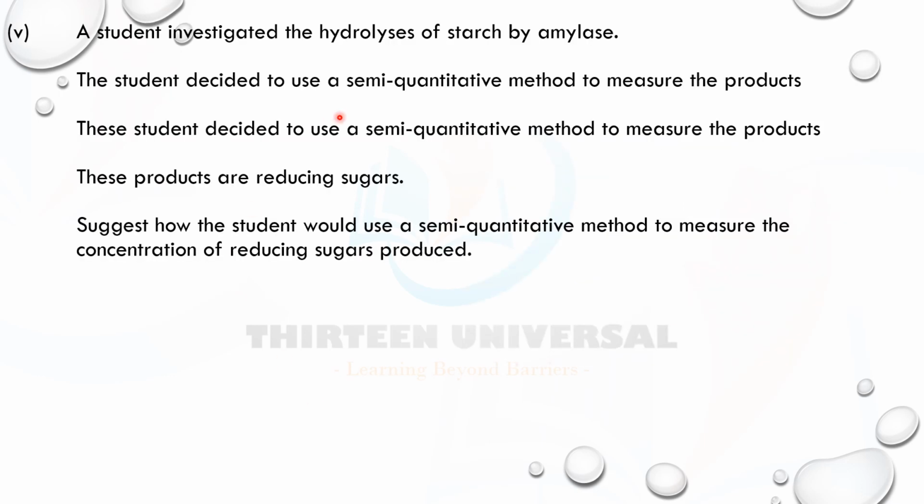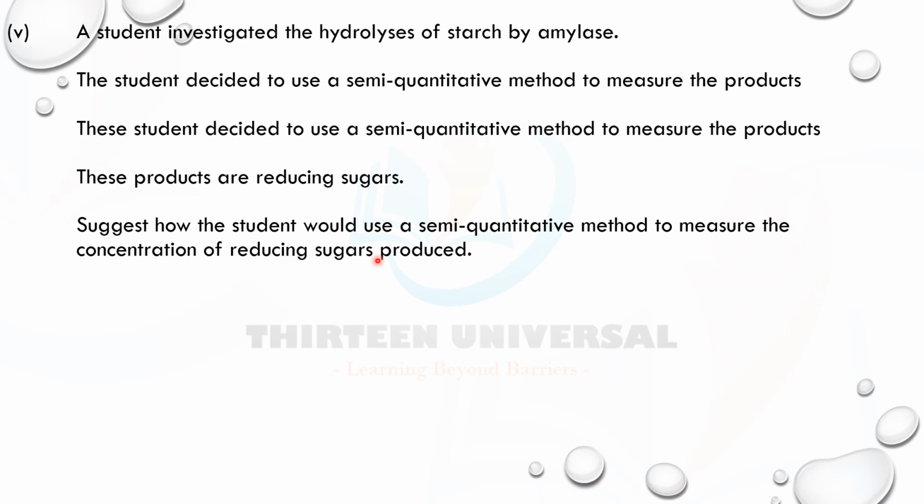A student investigated the hydrolysis of starch by amylase. This is testing your ability to analyze and evaluate. The student decided to use a semi-quantitative method to measure the product. These products are reducing sugars. Describe how the student would use a semi-quantitative method to measure the concentration of reducing sugars. If you are using a semi-quantitative method, you can use a curve. So you write then.